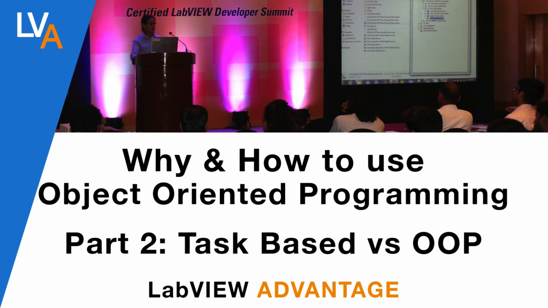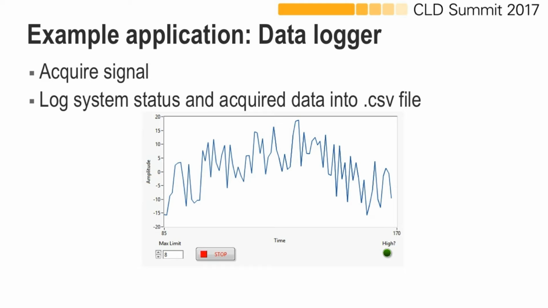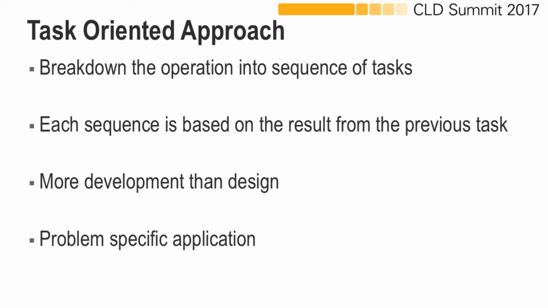object-oriented programming method. To compare different methods of writing code, we have an example application, a simulator for the data logger. The requirements of this application are to acquire the signal and then log system status and acquired data into the .csv file. So first of all, we'll follow the task-oriented approach.